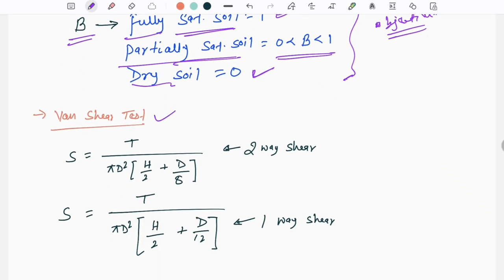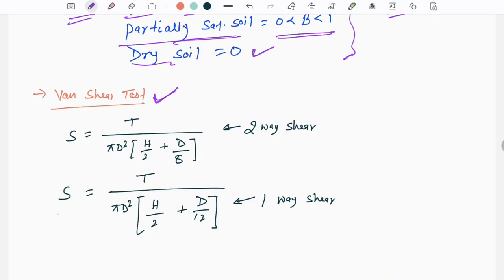Now the vane shear test is also a soil test from which you can find the strength of the soil. That is S is equal to T upon pi d square into (h by 2 plus d by 6). Similarly, S is equal to T upon pi d square into (h by 2 plus d by 12) when it is one way shear. There are two types of shear in the vane shear test.